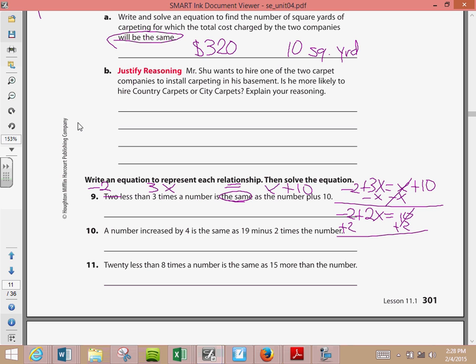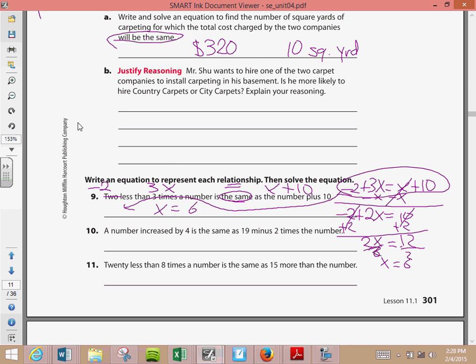I get 12. This goes away. 2x equals 12. What do I do? Divide by 2. x equals 6. So the answer is x equals 6. And you would just write this and put it right here somewhere. And you need to do the same thing for the other two.